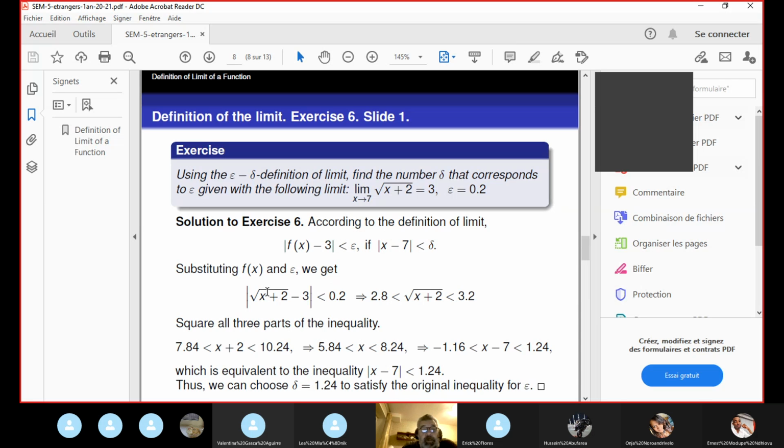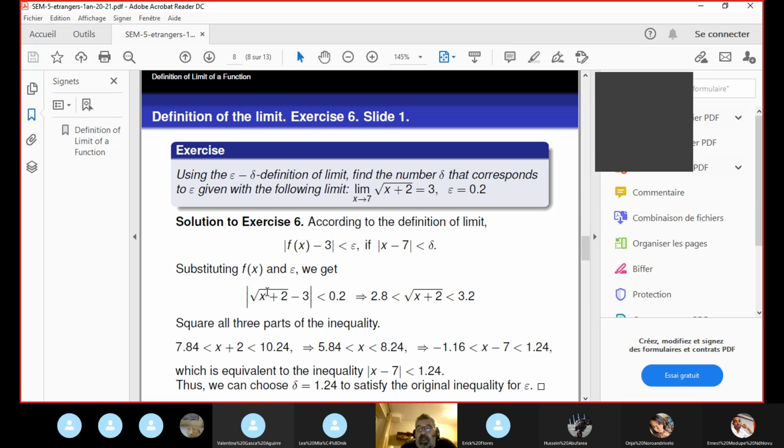Now let us consider another example. You see the exercise using the Cauchy definition. It is intentionally, I say here, not epsilon delta definition, but Cauchy definition. It is an equivalent notation for this definition, so you have to know both the epsilon delta definition and the Cauchy definition. So the question is to find the number delta corresponding to epsilon given with the following limit: the limit as x goes to 7 of square root of x plus 2 equals 3. And we prescribe that epsilon is 0.2.